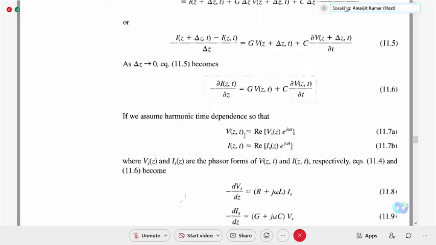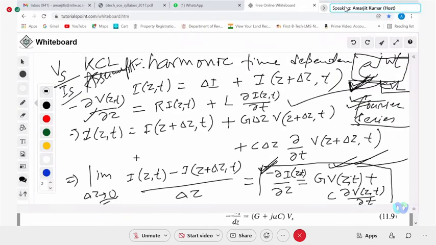So phasor dependence we have to assume: V(z,t) is the real part of phasor voltage times e to the power jωt.